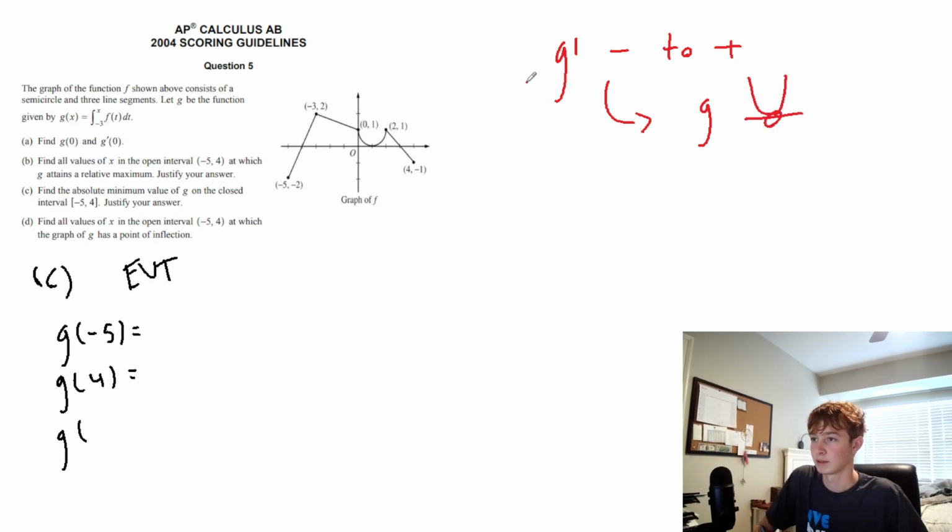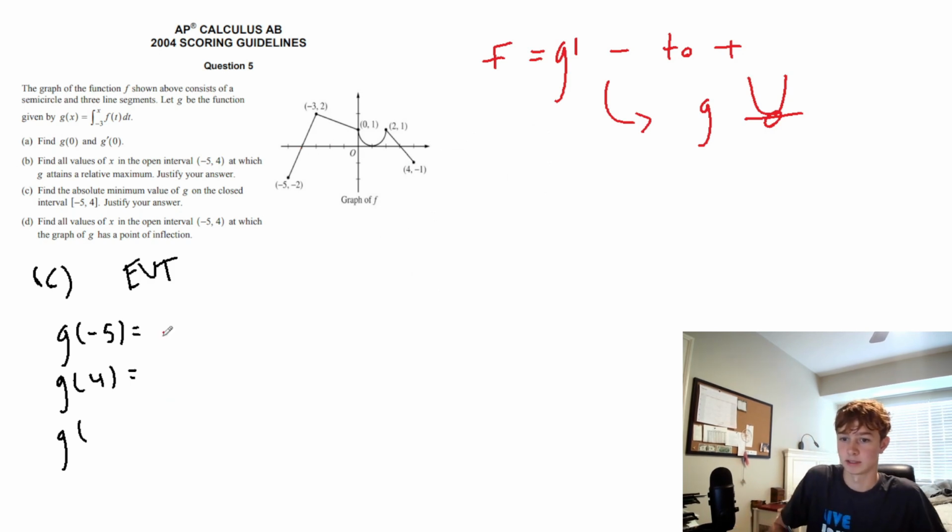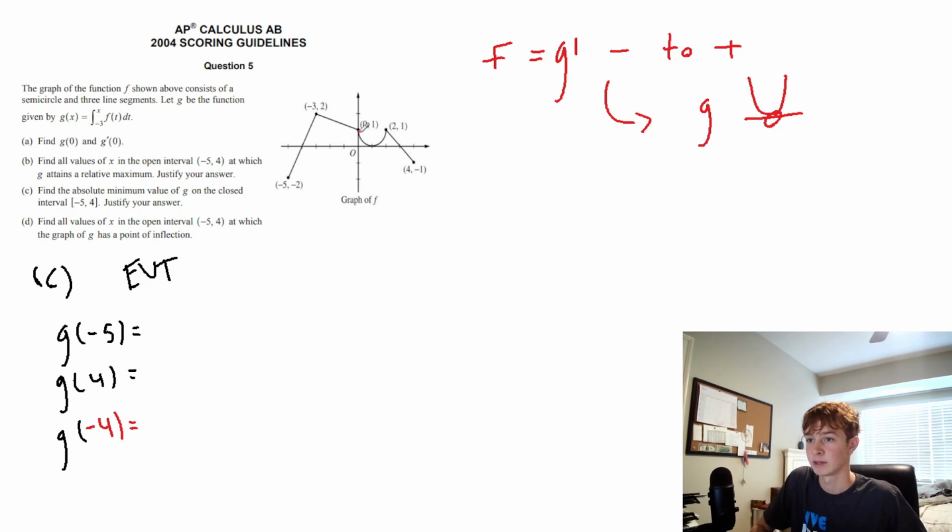And if g prime is equal to f, we have to find where f changes from negative to positive, because that's where we have a relative minimum on the graph of g. So let's find where f changes from negative to positive. We have here this point -4 again, so we can test -4. We don't have any other point where f changes from negative to positive, because here it doesn't change signs, it just goes to 0 and stays positive, and then here it changes from positive to negative. So this is the only other point we have to test.